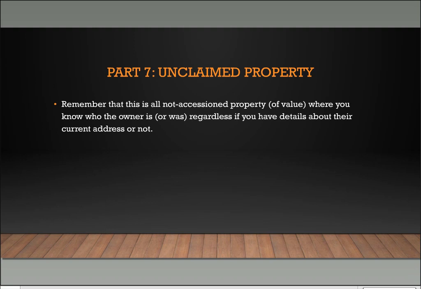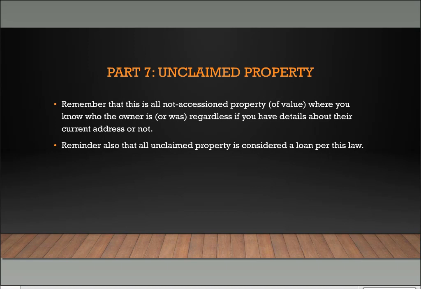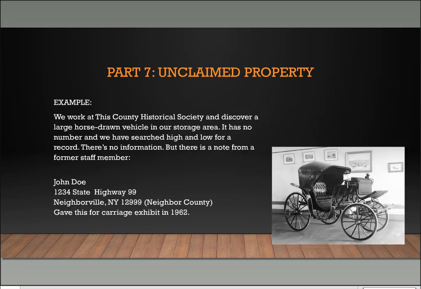Part 7 is unclaimed property. Before we even get going, remember this is all not accessioned property of value where you know who the owner is or was, regardless of if you have details about their current address or not. It doesn't matter if you have paperwork. Unclaimed property is stuff that has a known claimant. So all unclaimed property is considered a loan, whether there's an agreement or not. All right, so we're going to walk through this example.